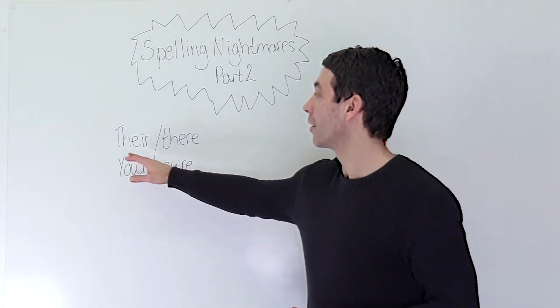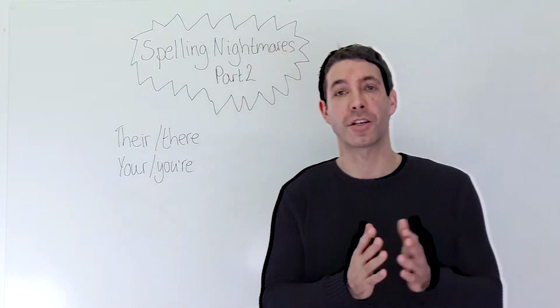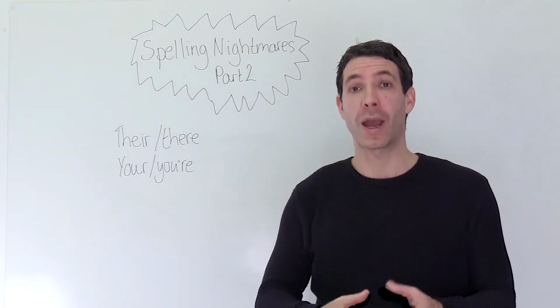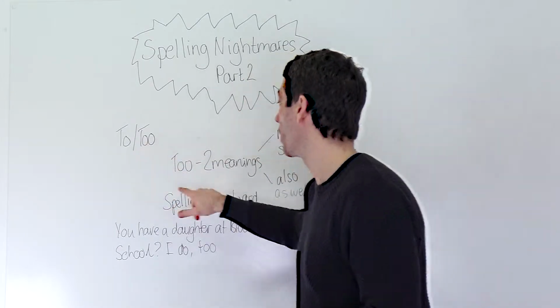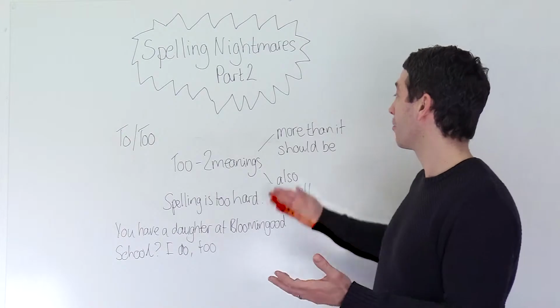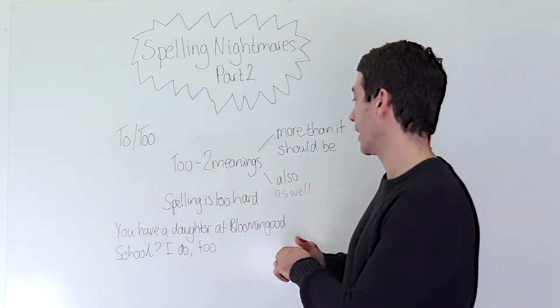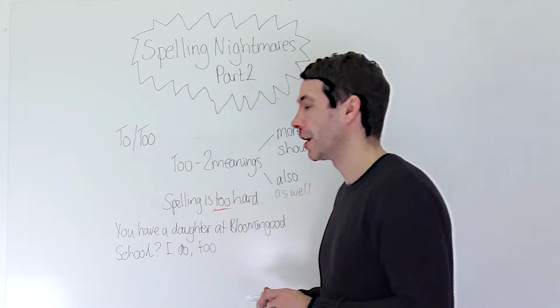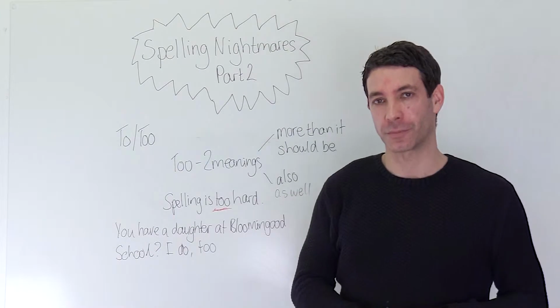Now we've nailed there and there, and we've nailed your and your. It's time for us to look now at some more homophones. To and to. Okay, so to, spelled T-O-O, has got two different meanings. Should be easy to remember, right? The first meaning is more than it should be. So we could say that spelling is too hard. And when we say that, what we really mean is spelling is harder than it should be.